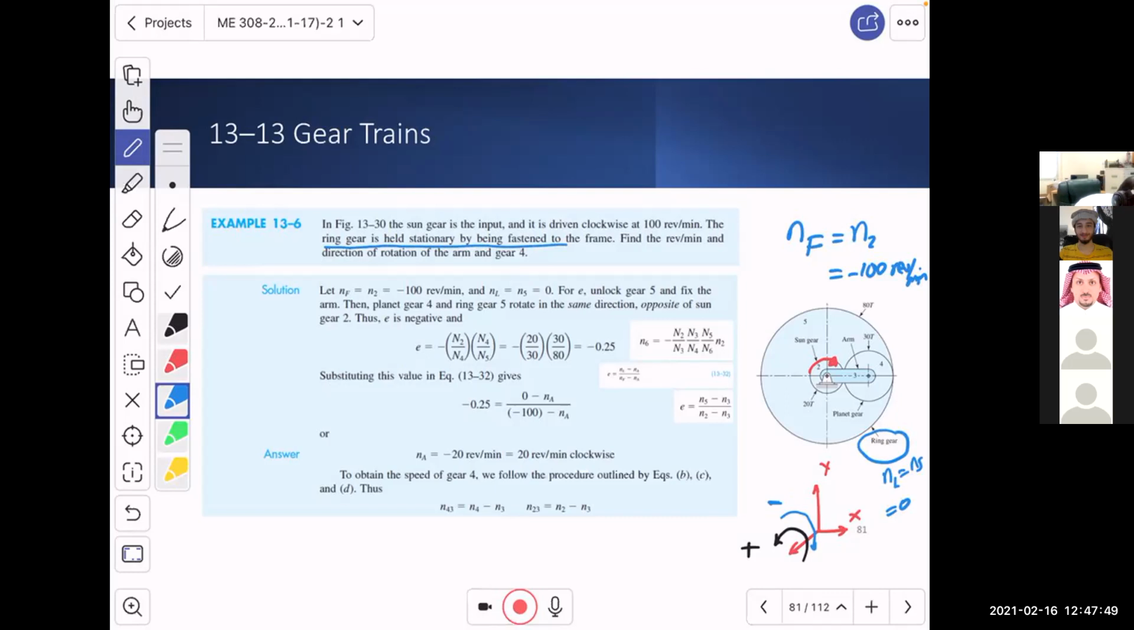Good. Now we want to find the RPM, the speed for the arm as well as gear number 4. That's what we want. I'm going to continue this in the next class. I will have to stop now and take attendance.